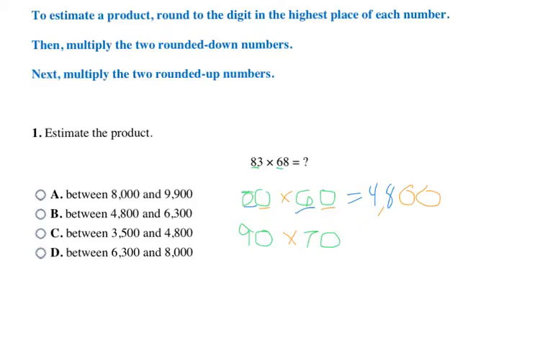And I'm going to do the same thing with 90 times 70. So I can multiply those first two numbers, which is 9 and 7. 9 times 7 is 63. And then I need to count up the zeros. So 1, 2, and I write in 2 zeros, and that is 6,300. So that means my number can't be over 6,300. So that means my answer here would be between 4,800 and 6,300.